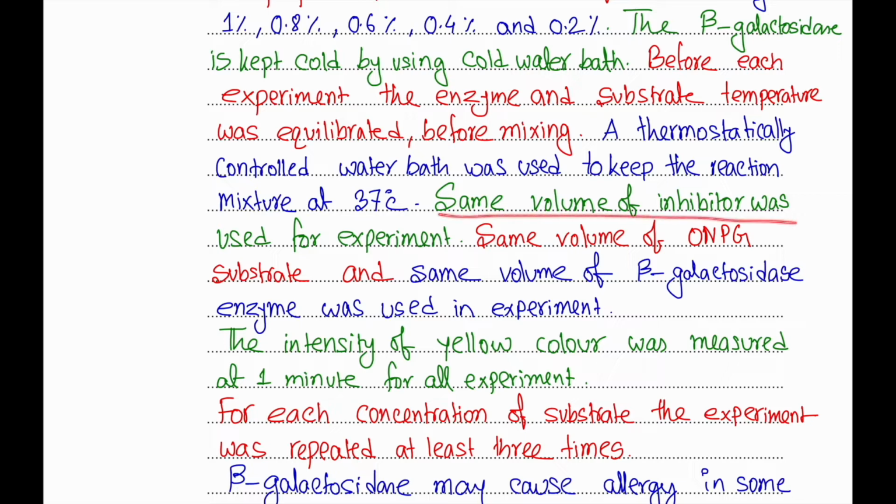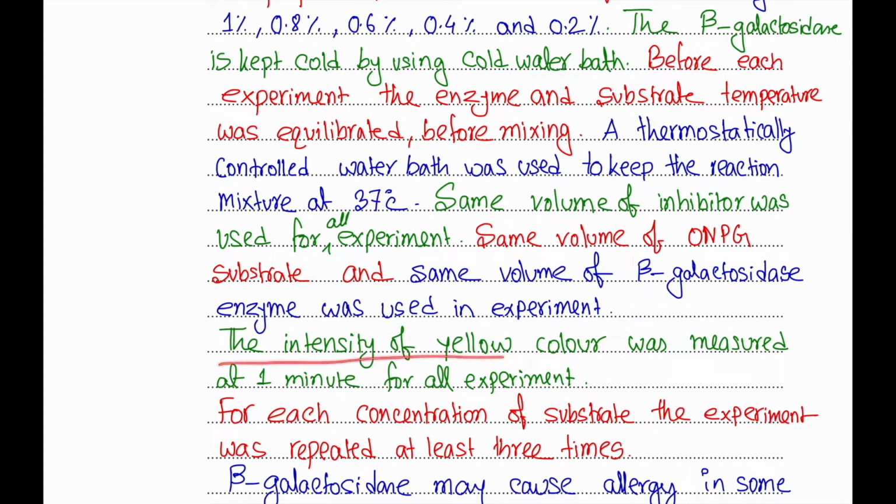The same volume of inhibitor was used for all experiments. The same volume of ONPG substrate, not the same concentration, was used for all experiments. The same volume of the beta-galactosidase enzyme was used for all experiments.